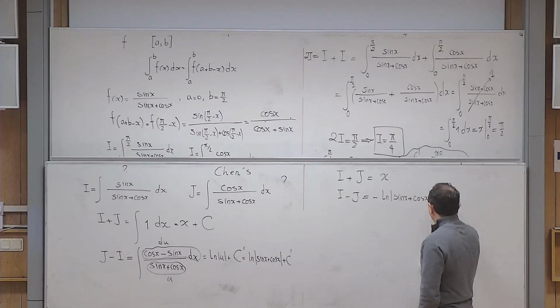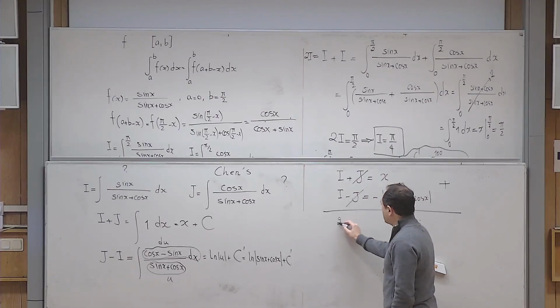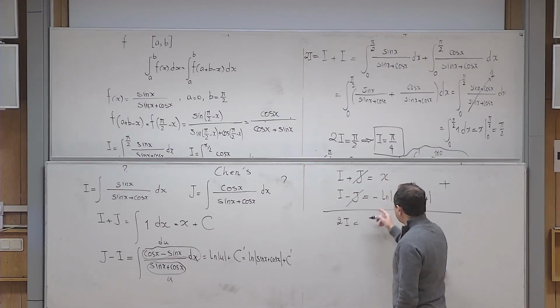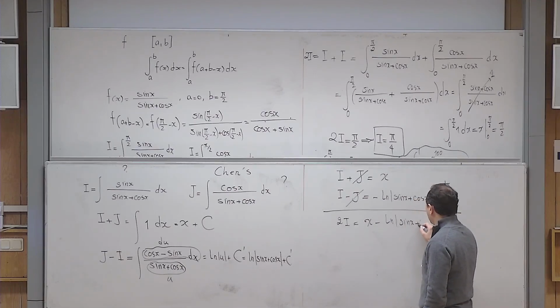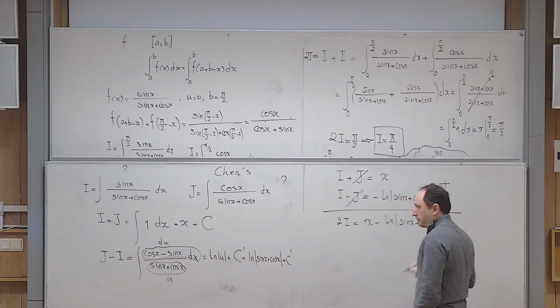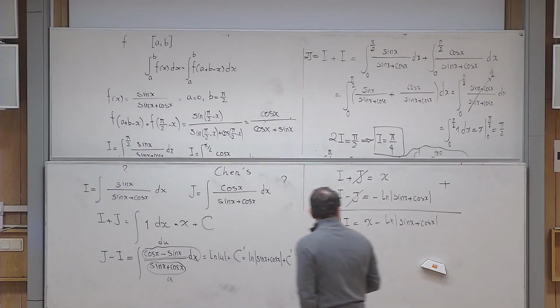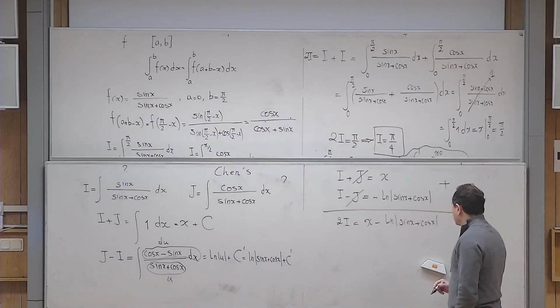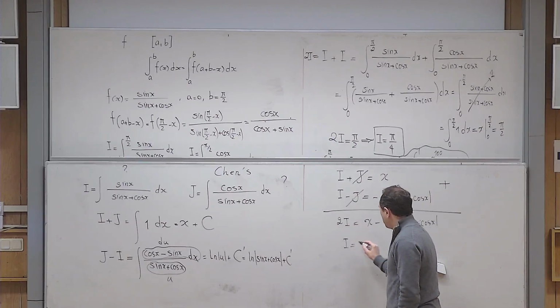And then I add them side by side. So what happens? This J is cancelled. I plus I becomes 2I. And this becomes x minus ln of absolute value of sine x plus cosine x. Then I divide everything by 2 because I'm looking for I.